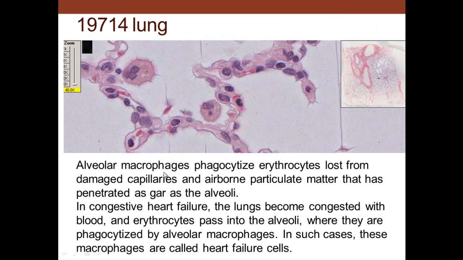Macrophages phagocytize red blood cells lost to damage of the capillaries and the airborne particles. They phagocytize airborne particles. In congestive heart failure, the lungs become congested with blood, and red blood cells pass into the alveoli, where they are phagocytized by these alveolar macrophages. In such cases, these macrophages are called heart failure cells because they are phagocytizing cells as a result of the heart failure.